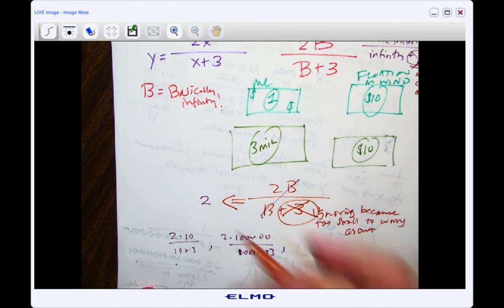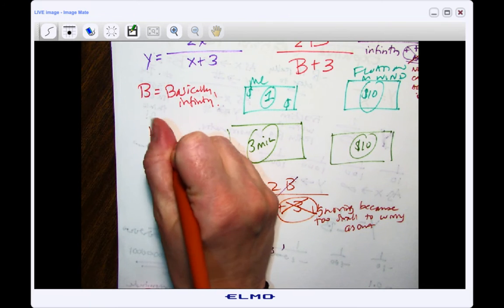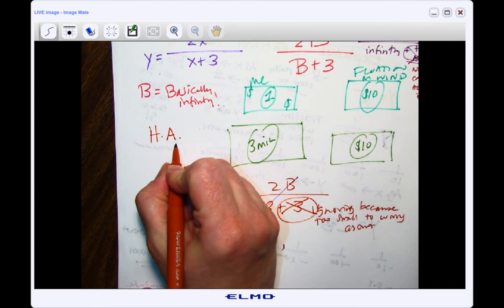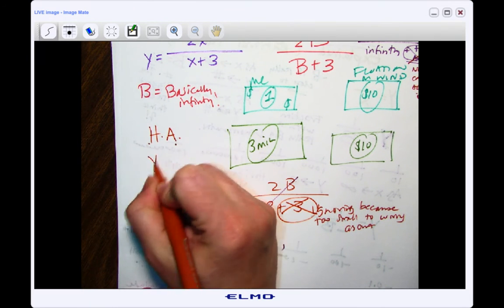So in this case, my horizontal asymptote, HA, I'll put in for horizontal asymptote, is going to be y equals 2.